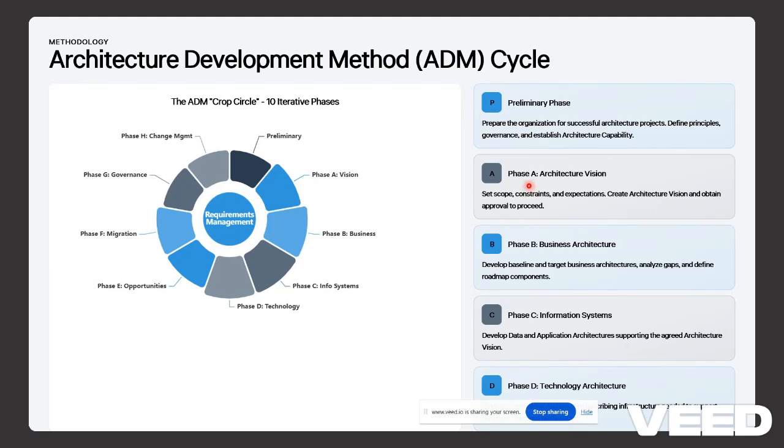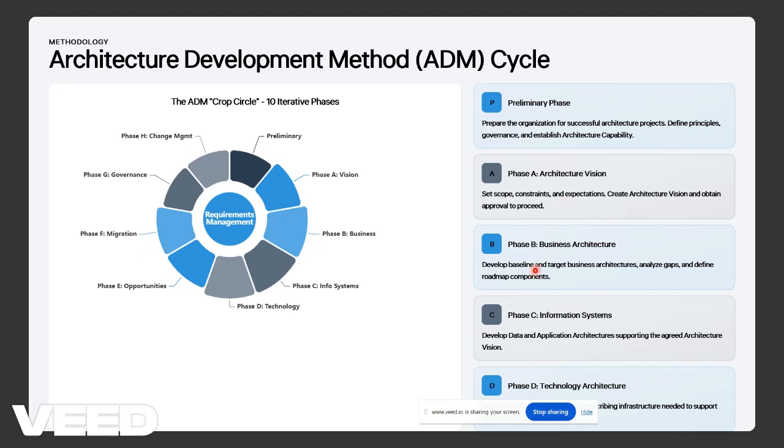Now phase A, the first phase, talks about the architecture vision. It sets the scope and constraints of creating an architecture vision, and the approval of the process, from the architecture vision point of view.